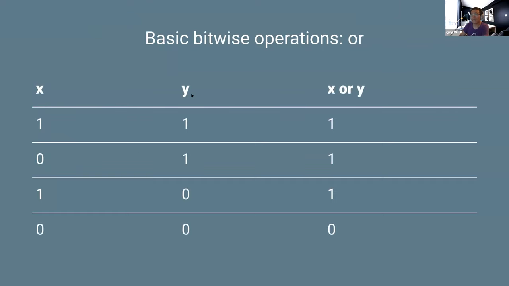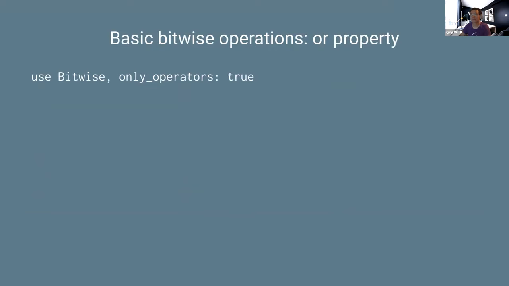X and Y here are both a bit, which could be either 1 or 0, as you may. So 1 or 1 is 1, and 0 or 1 is 1. 1 or 0 is 1. 0 or 0 is 0. As you may have already noticed, this is very similar to the Boolean OR operation. In fact, if you replace 1 with true and 0 with false, they are exactly the same.